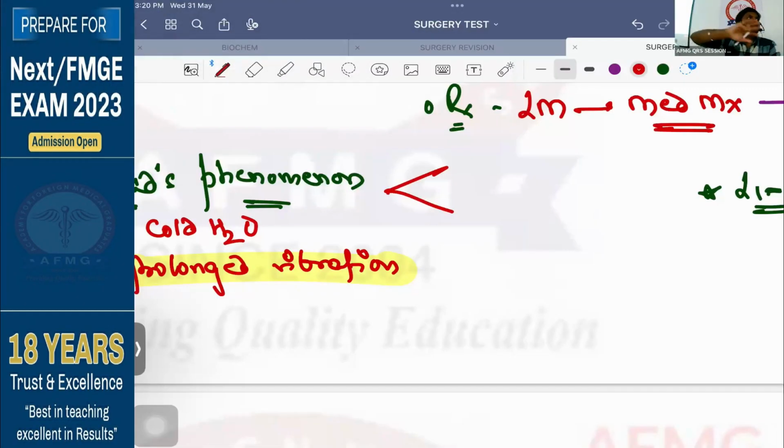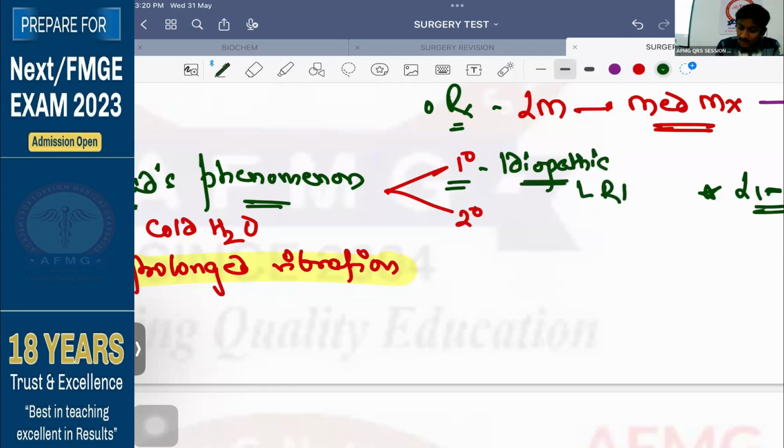Also an option. What is the basic difference? I've told you already. Raynaud's phenomena can be primary or secondary. What is the cause of primary Raynaud's phenomena? Idiopathic, and this can also be called Raynaud's disease. So primary Raynaud's phenomena is nothing else but Raynaud's disease.